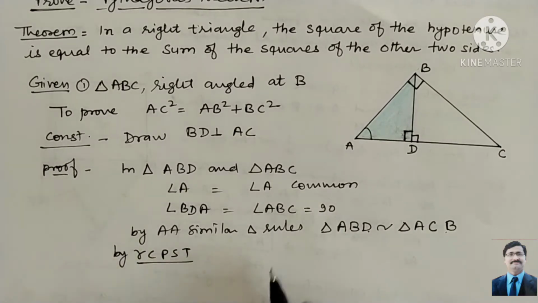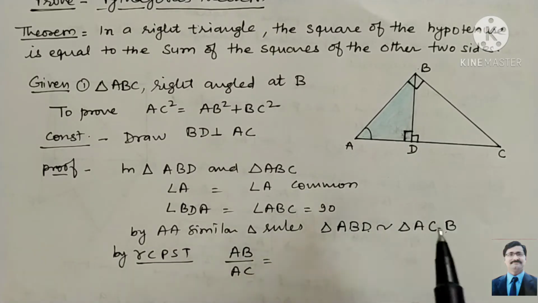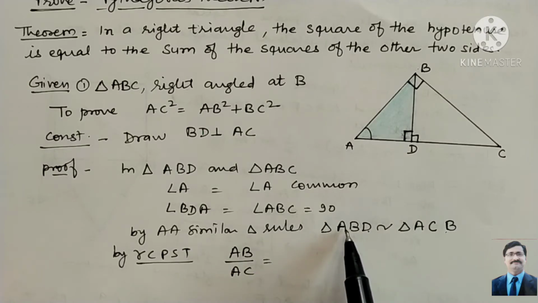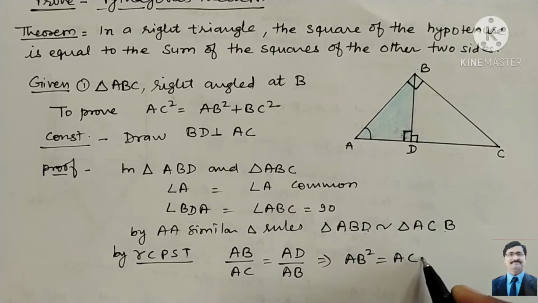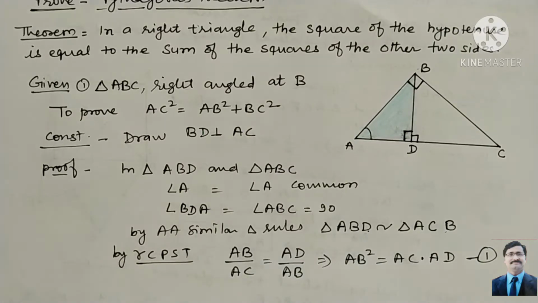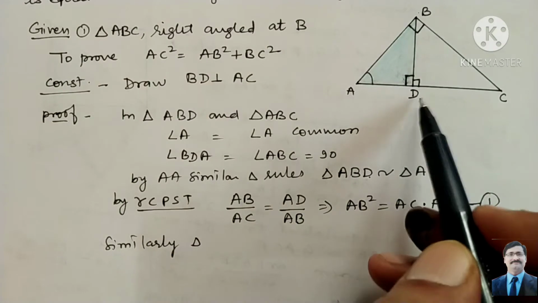Now, by RCPST, we can write AB upon AC equals AD upon AB. Now we do the cross product, and we get AB square equal to AC into AD. This is equation 1.